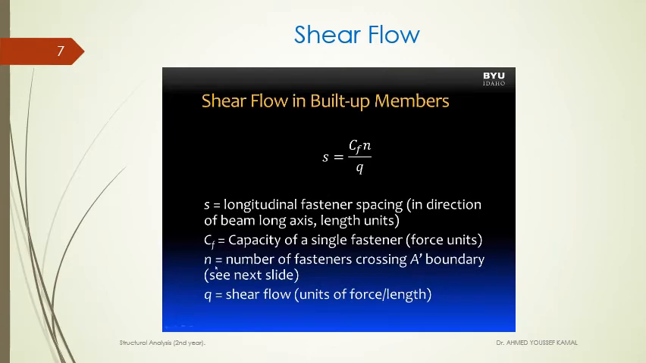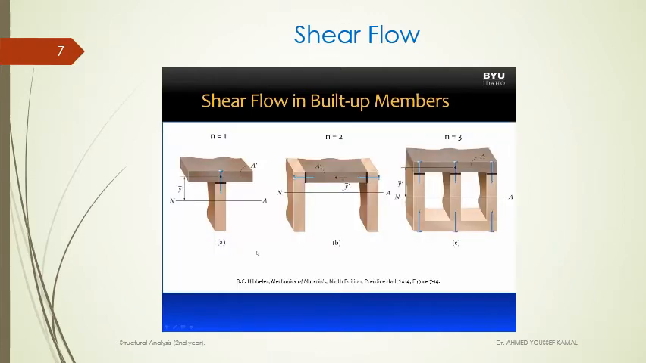N is the number of fasteners that are crossing the A prime boundary, and we'll look at that in the next slide. Small q is shear flow, as we calculate with the previous equation. For the 3 built-up beams that we looked at before, for beam A, we have one fastener crossing from our A prime area into the rest of the beam, so our N is equal to 1. In beam B, there are two fasteners crossing into the A prime area, so N is 2. And in beam C, there are three fasteners crossing through the A prime boundary, so N is equal to 3.